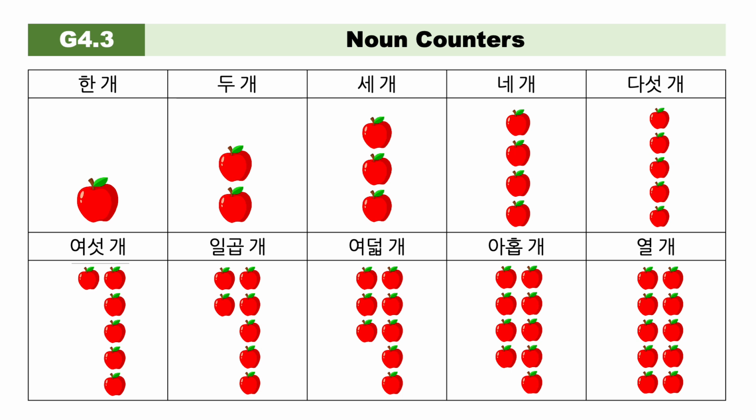사과 한 개, 사과 두 개, 세 개, 네 개, 다섯 개, 여섯 개, 일곱 개, 여덟 개, 아홉 개, 열 개.